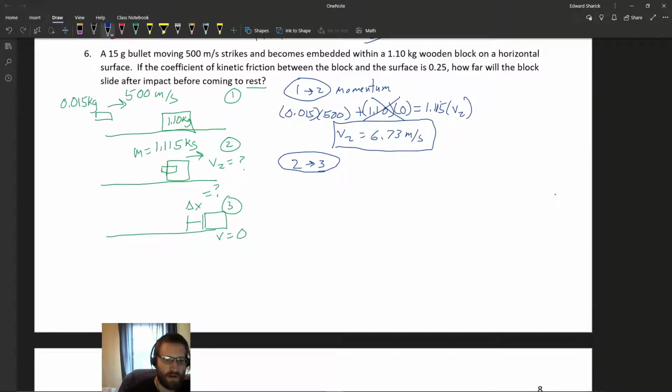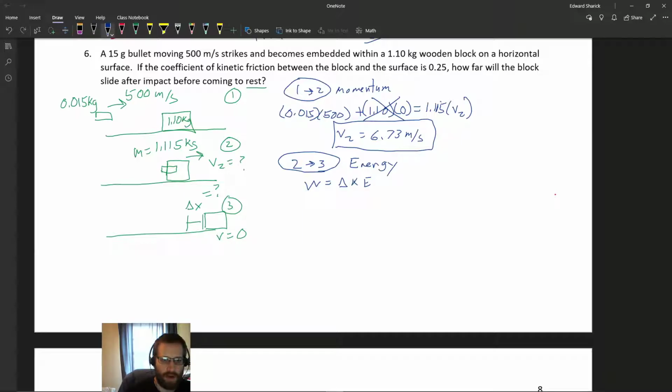Momentum is not conserved. There's an external force acting on this thing, namely friction, that is causing it to slow down. So momentum doesn't work. Let's use energy principles, specifically not conservation of energy this time because we have friction involved, but work equals change in kinetic energy is a good starting place.